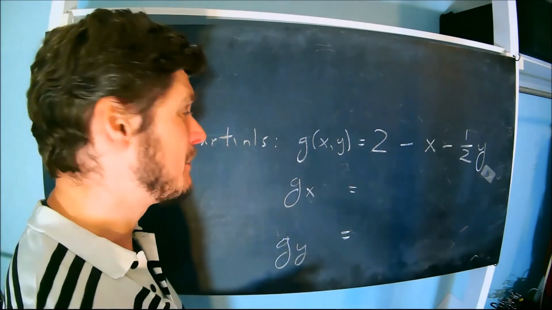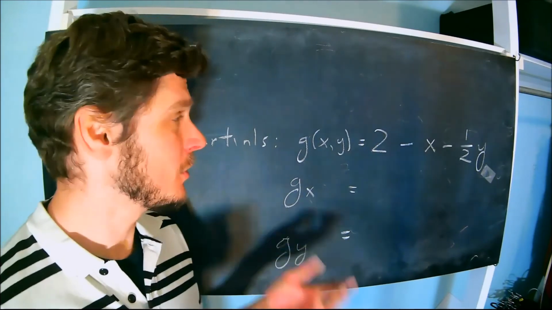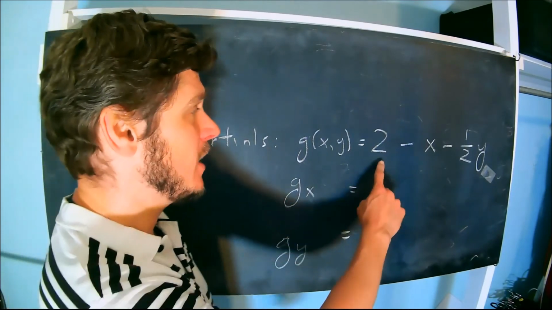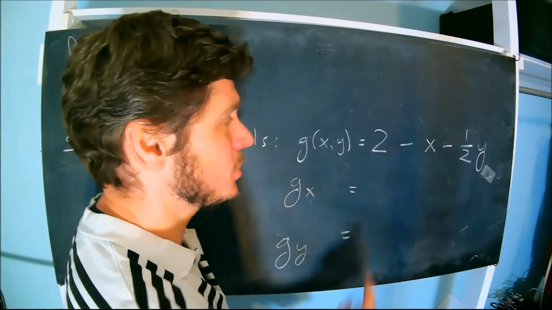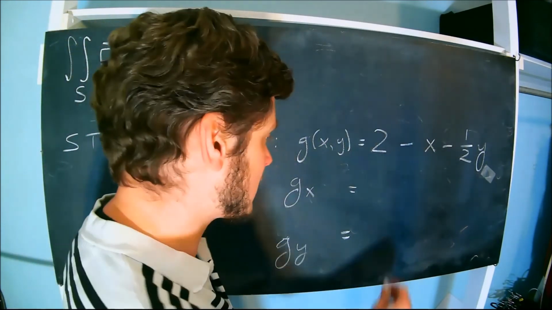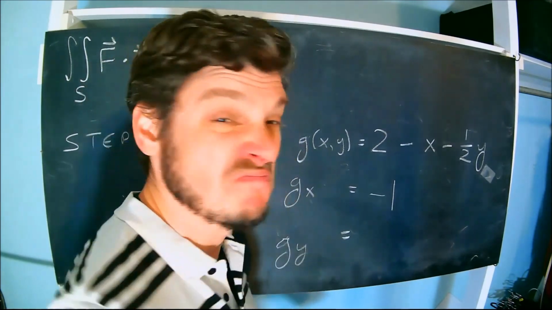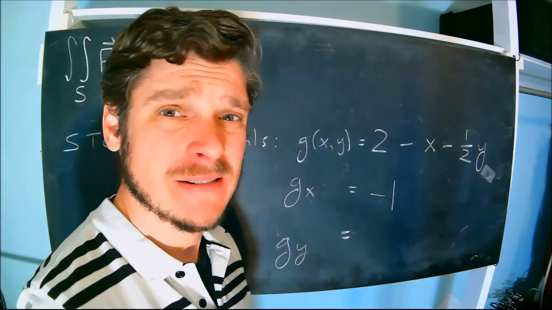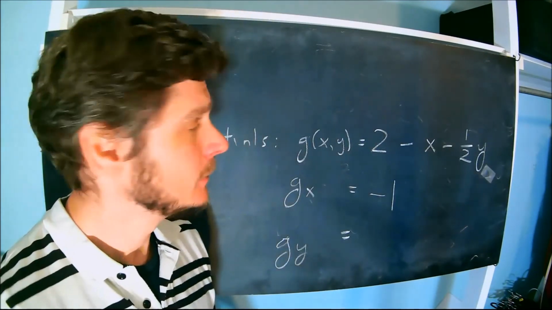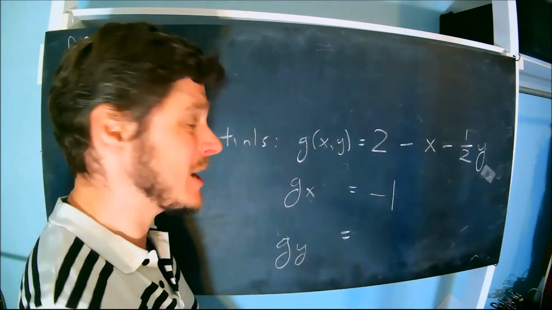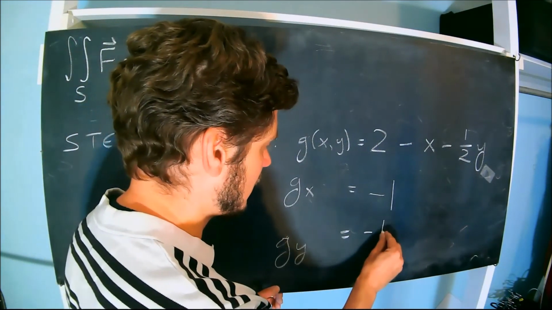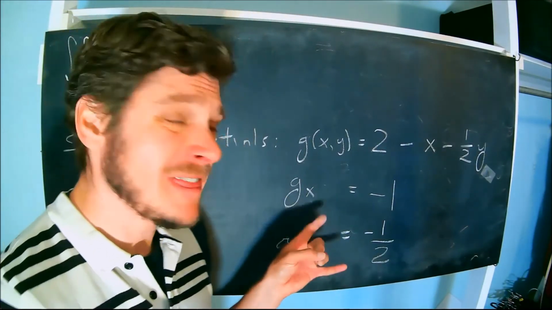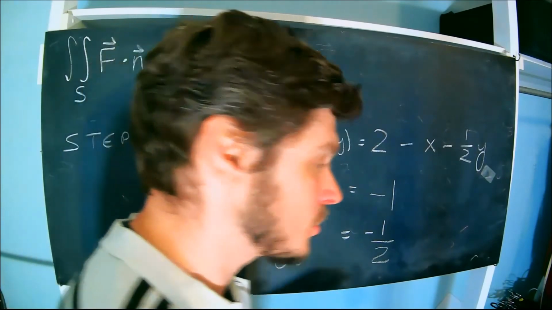Now, the partials in this case should be pretty straightforward. Hopefully you kind of did it in your head already. But if not, we'll go through the partial with respect to x. Now, 2, that's a constant, goes away. What's the partial of negative x with respect to x? Well, just negative 1. And y, that's a constant, so that's going to go away. And then the partial with respect to y. Well, again, constant goes away, so the only thing that's going to be left is negative 1/2.